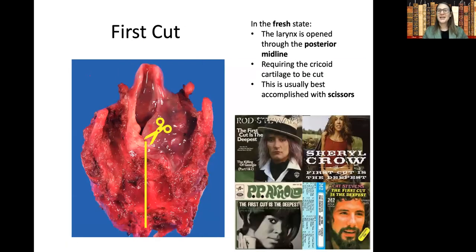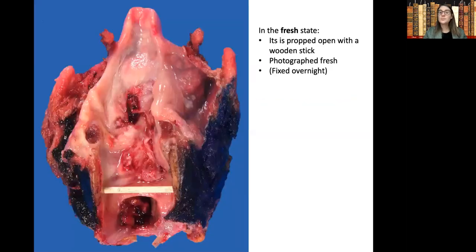So the first cut of the larynx, in the fresh state, the larynx is opened through the posterior midline, again requiring the cricoid cartilage, that thick posterior lamina, to be cut. And this I find is usually best accomplished with scissors. So we'll take a scissor right up the posterior midline and make that initial cut. Again, it is propped open with a wooden stick and photographed fresh so that we can see the region of tumor.